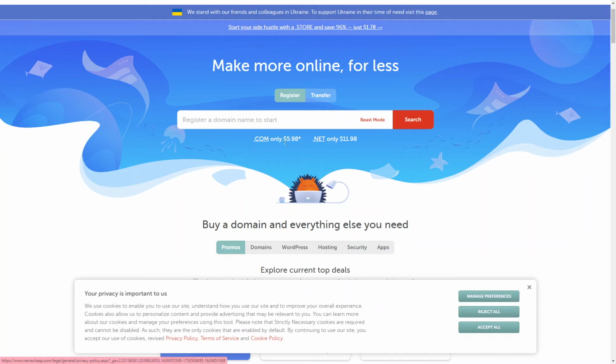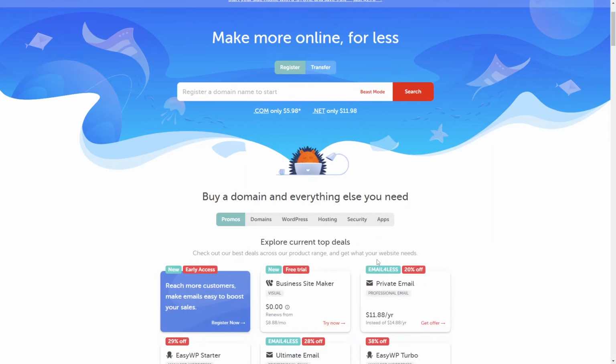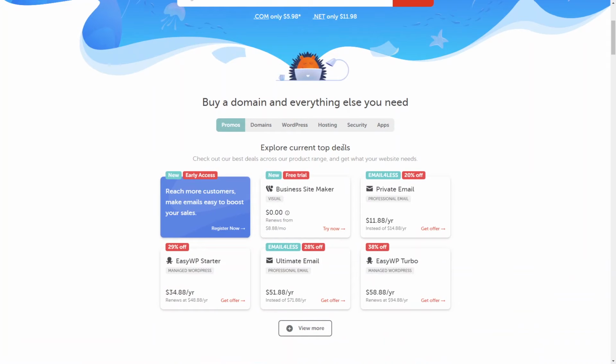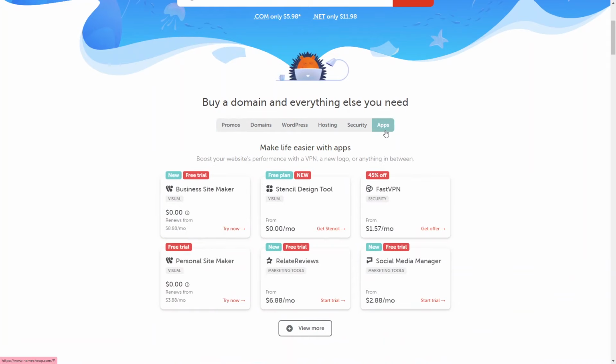Namecheap does offer competitive and affordable pricing. They often provide discounted rates for the first year of registration as well, and subsequent years are priced at kind of like a standard rate. But additionally, they also offer frequent promotions and deals on domain registration, so keep an eye out for that as well. In addition to domains, they also have other services as well.